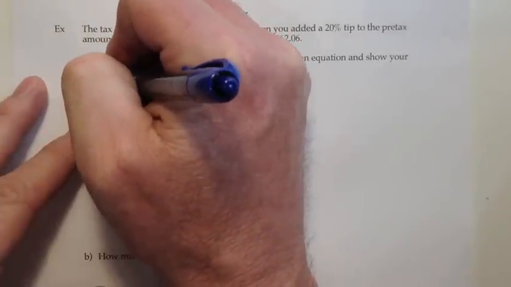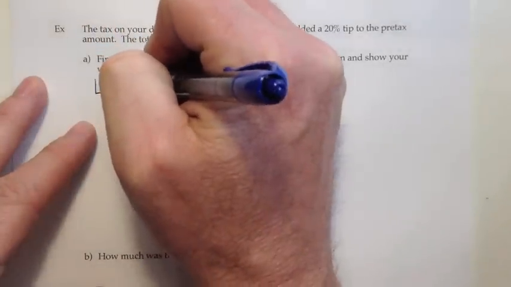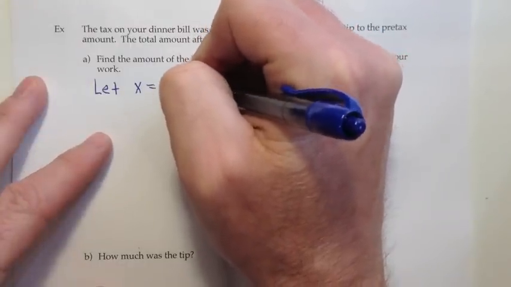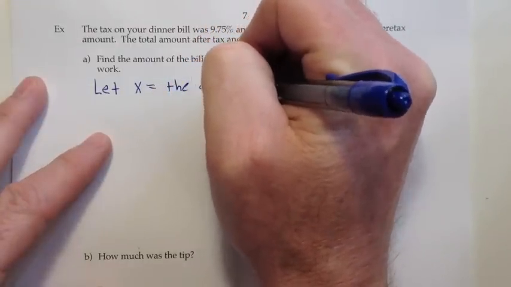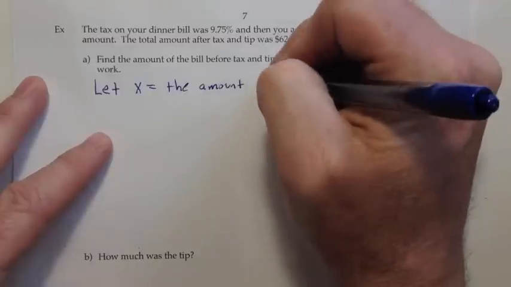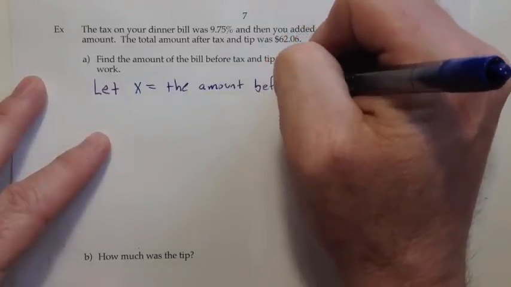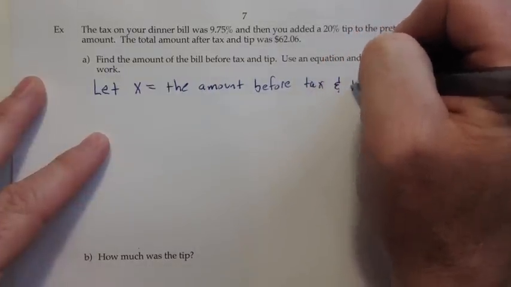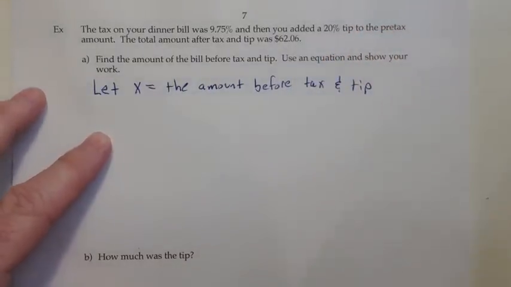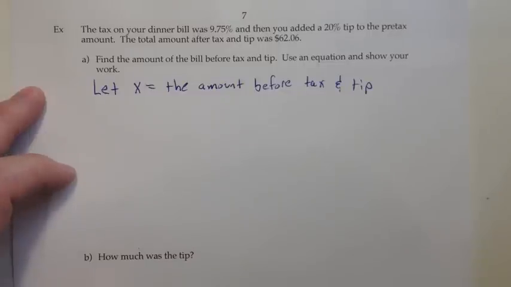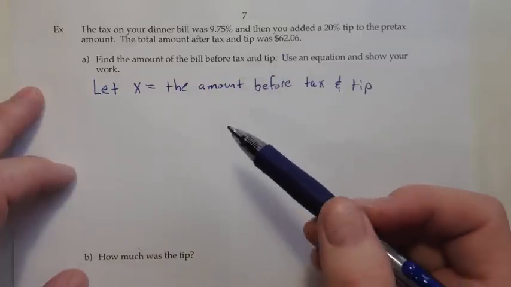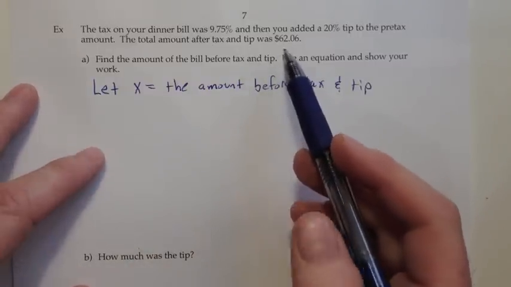They want me to find the amount of the bill before tax and tip. And so if I'm going to use algebra and an equation, I'm going to let x be the unknown, so I'm going to let x equal the amount. And just for clarity, I'll put all of the rest of that. It's the amount before tax and tip. So clearly then that's not $62.06 because this is after tax and tip.